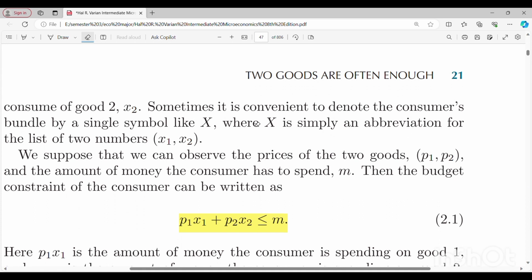It's not that simple. Just read it. And this is the budget constraint: P1 X1 plus P2 X2 less than or equal to M. X1 and X2 are the goods. P1 is the price of X1, P2 is the price of X2. The sum of both will be less than or equal to the income of the consumer, which is denoted by M.